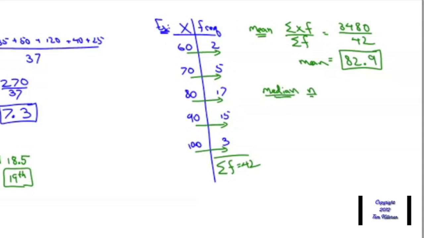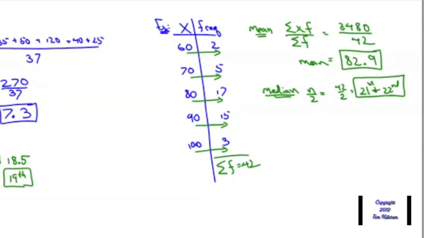Alright, median's formula is n divided by 2. N in this case is 42. 42 divided by 2 is 21. But it's even, so we're going to take the 21st element and the next one, the 22nd element. So we're going to take the 21st and the 22nd element in this list.